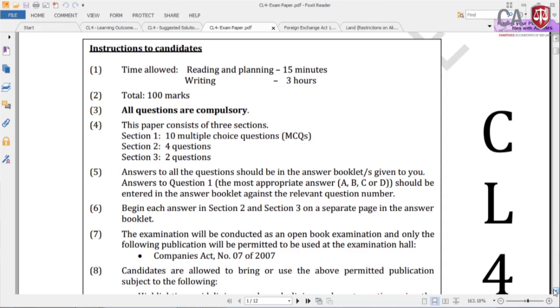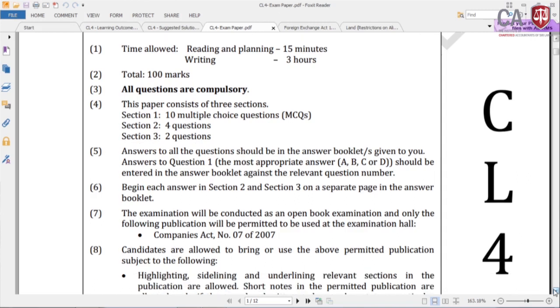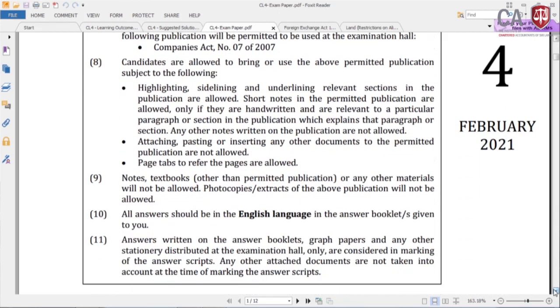But if you are subscribing from the web, make sure that you subscribe to the No. 7 of 2007 Act and not the earlier one, the No. 17 of 1982 Act. Make sure that you have the new Act, number 7 of 2007. So if you are searching for the Companies Act of Sri Lanka, you need to give the command that you are looking for number 7 of 2007. And candidates are allowed to use the above permitted publications subject to the following. The number of publications have been set out.